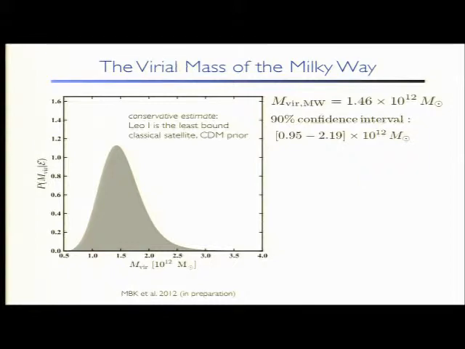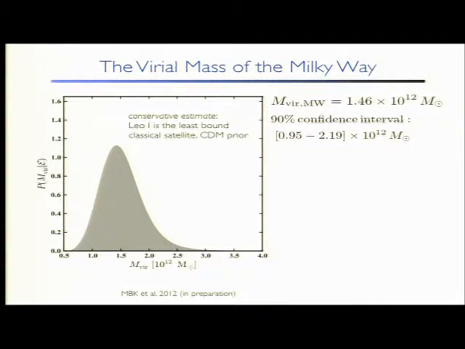So one possibility is to ask, what's the probability of finding Leo 1 is the least bound out of a sample of 11 satellites? So take the classical satellites and ask, if you sample that phase space with 11, how often do you find that Leo 1 is the least bound? If you do that, you find a posterior distribution for the mass of the Milky Way that looks like this, with a median mass of about 1.5 times 10 to the 12 and a 90% confidence interval that basically goes between 1 and 2 times 10 to the 12 solar masses.